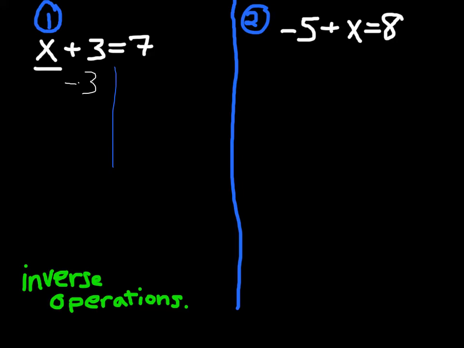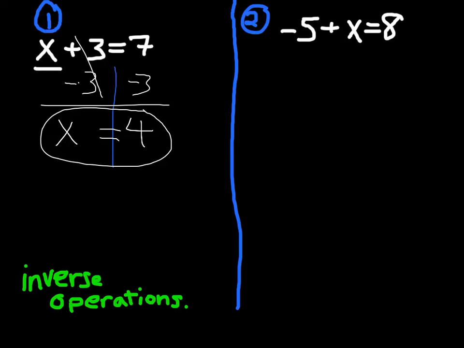And if we do it to one side, we have to do it to the other side, so our equal sign is still equal. It still makes sense. If we subtract 3 from this side, we have a plus 3 and a minus 3. Those will go away. And we'll just have x equals, well, 7 minus 3 is 4.